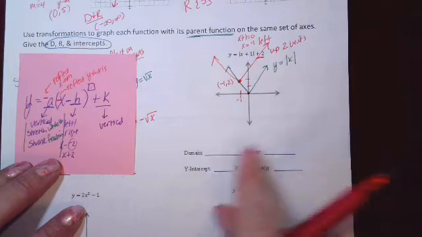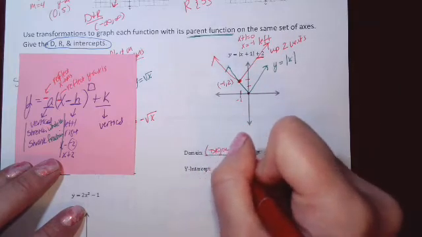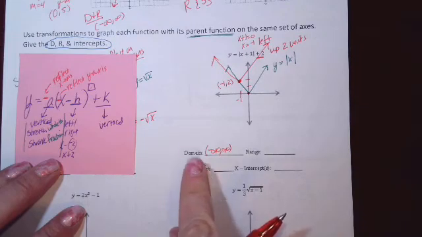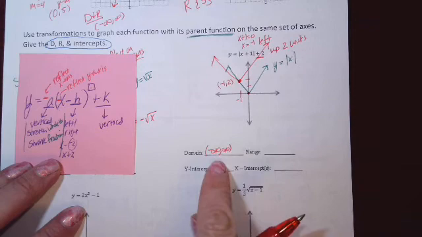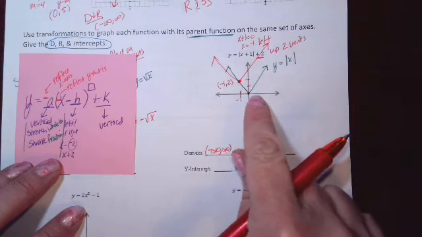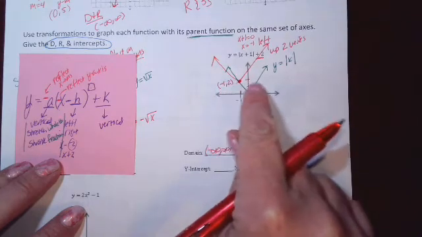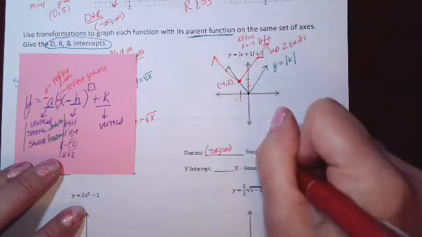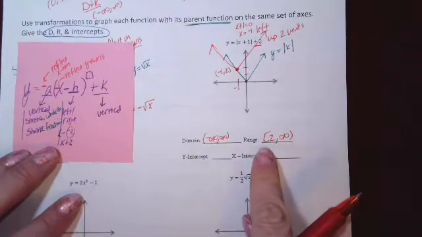My domain and range I'm giving for the transformed function. Domain of the absolute value is all real numbers. If it starts all real numbers, it stays all real numbers. But my range has a limit. For the parent function, that limit is 0, but I just shifted it up 2, so that limit has shifted with it. My range for the transformed function is 2 to positive infinity, and 2 is included, so it's in square brackets.